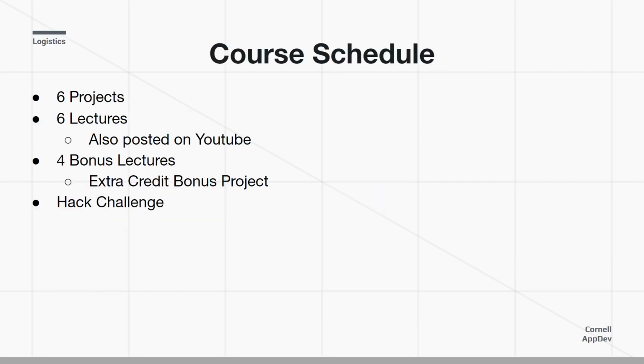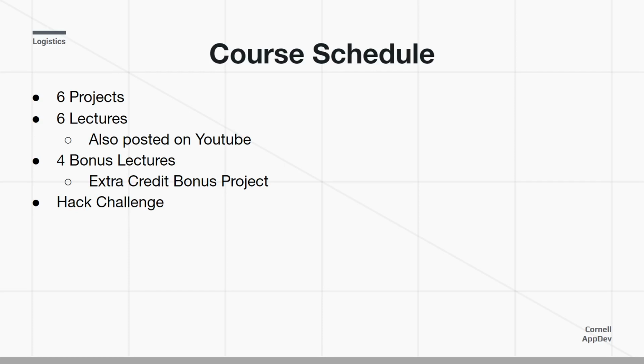Our course schedule consists of 6 projects and 6 lectures, one project corresponding to each lecture, and obviously lectures are posted on YouTube. After the 6 main lectures, we will be giving our 4 bonus lectures, all of which correspond to one extra credit bonus project. The bonus lectures will be pertaining to new, unique material that pertains more closely to the stuff that we on AppDev do on a day-to-day basis, creating our apps.